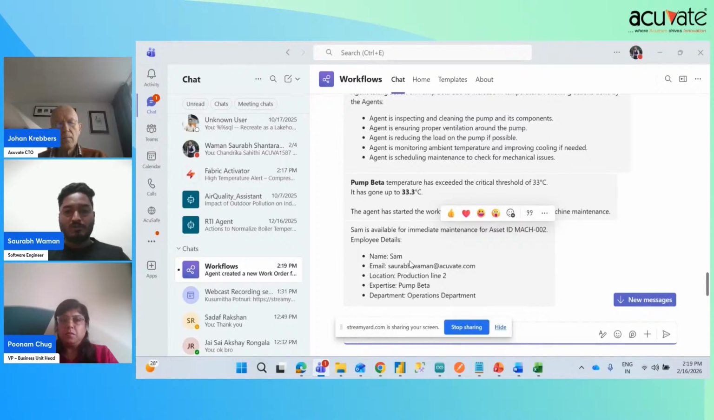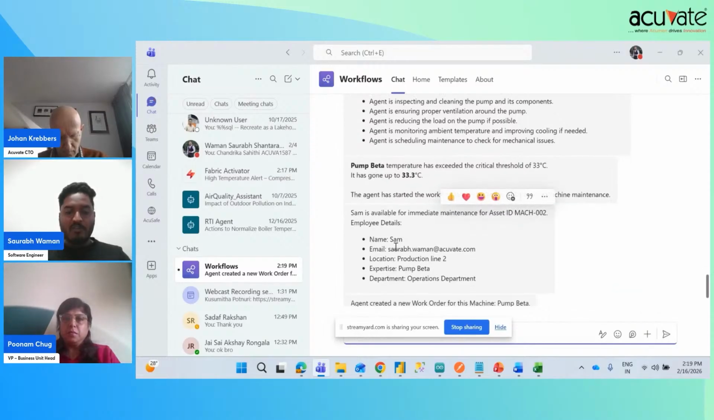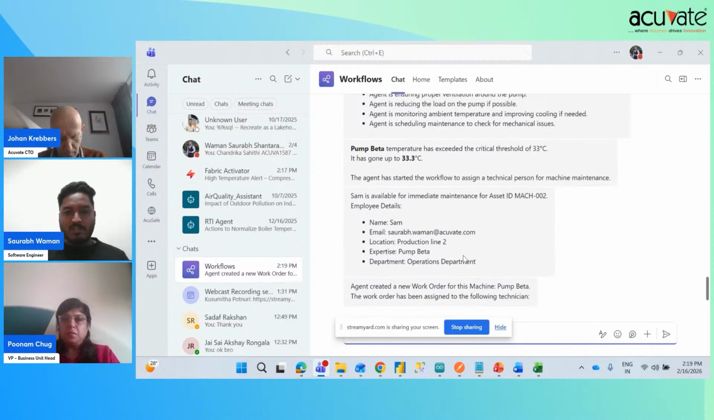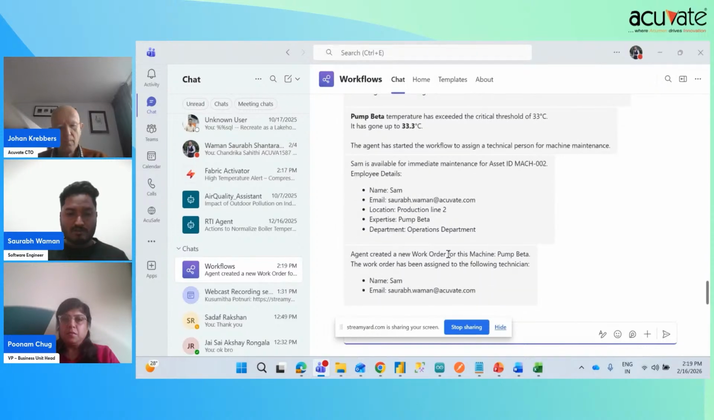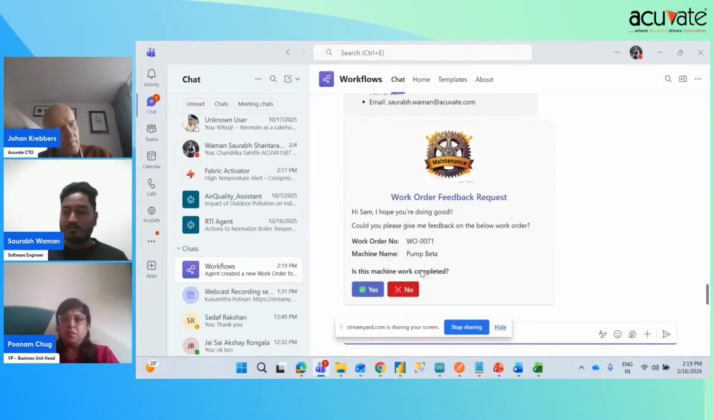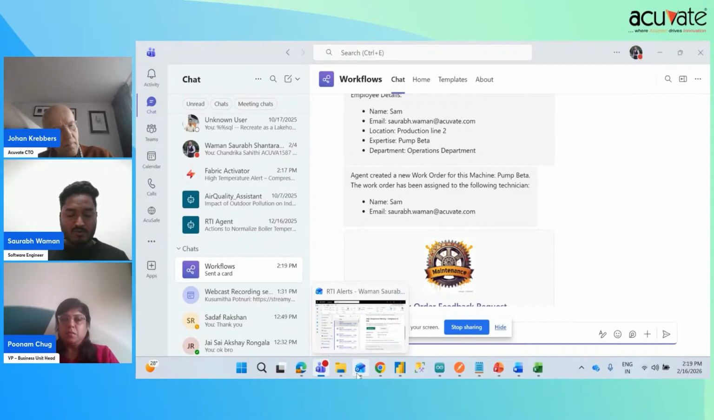who is the available person to do the maintenance for that pump. Right now Sam is available for doing the maintenance for the pump. So it will create the work order for Sam, and send it to his mail ID, and it will also inform Sam on Teams that I have sent the particular work order to your mail ID. So let me show the work order also.